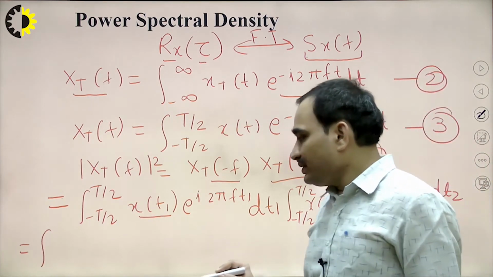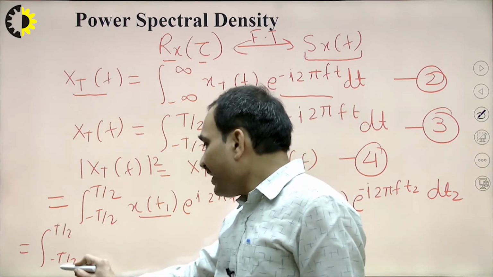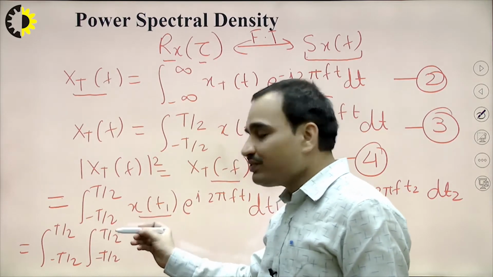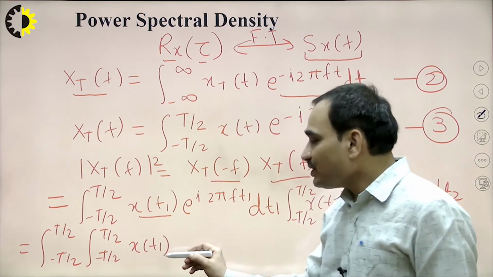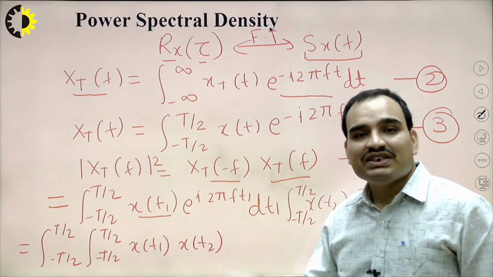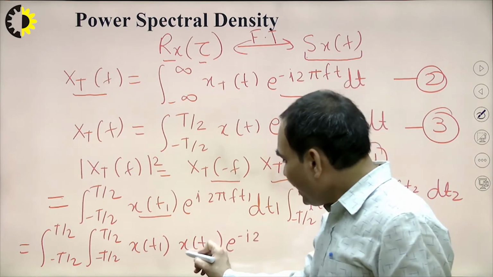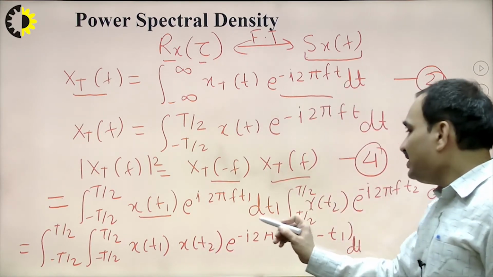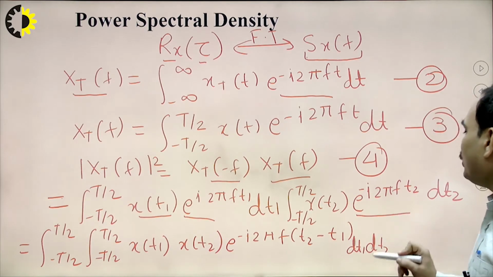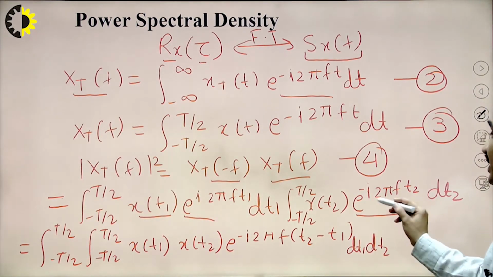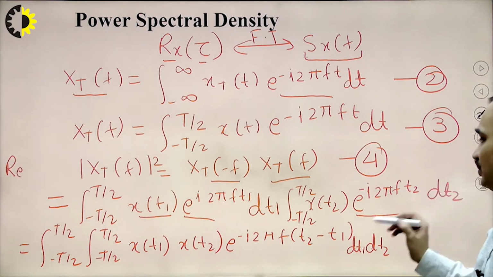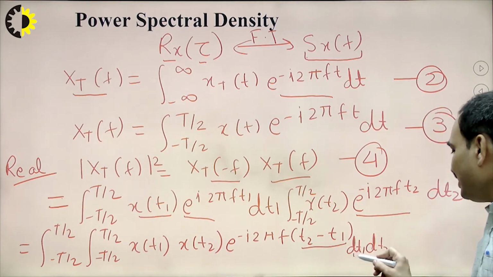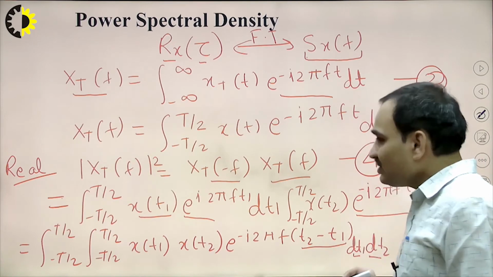So we can write it as the integration from minus T by 2 to plus T by 2, and the second integral from minus T by 2 to plus T by 2, of x(t1), at time instant t1, multiplied with x(t2) for the second time instant, and these are multiplied by e raised to power j 2 pi f t1 and e raised to power minus j 2 pi f t2. So it becomes e raised to power minus j 2 pi f (t2 minus t1) dt1 for the first time instant, dt2 for the second time instant.